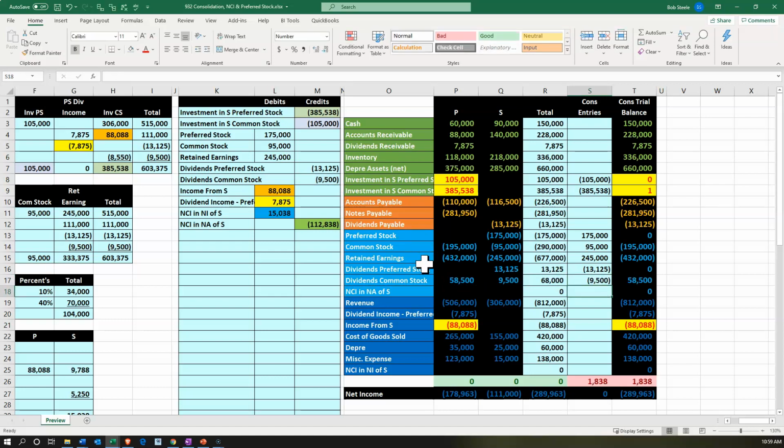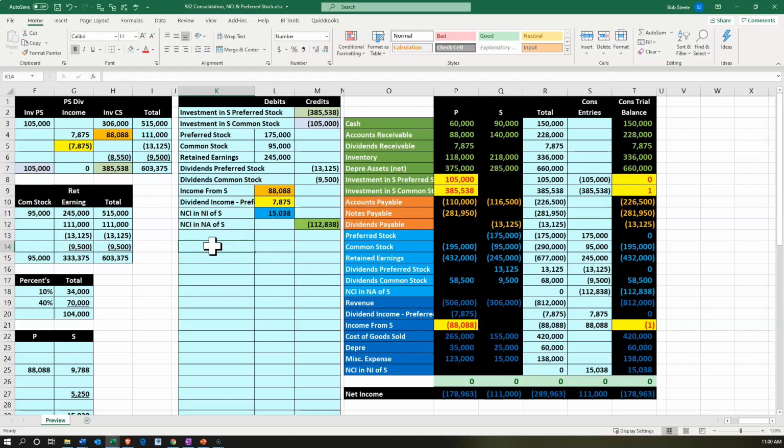Then we've got the income from S, that's going to be down here. So that one should go to 0. Then we've got the dividends on the preferred stock. So that one needs to go away because it's going from one to the other, so I'm going to be removing that. Then we've got the non-controlling interest in net income down below, so we'll be pulling that in. And then we've got the non-controlling interest in net assets. We'll be pulling that. You might say it's not applicable. No, that stands for the net assets.